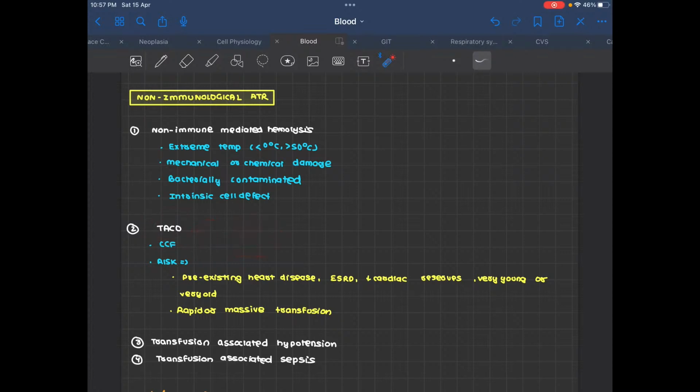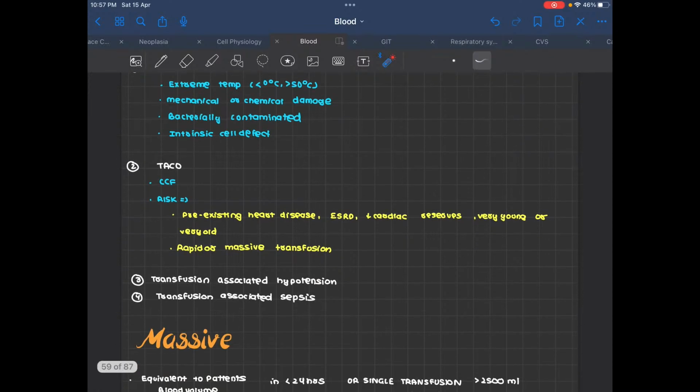Why is it happening, in which patients? Obviously in patients with pre-existing heart disease, or in patients with end-stage renal disease, whenever the patient has decreased cardiac reserves, or you're performing any rapid or massive transfusion, in that case this TACO can occur. That's transfusion associated cardiac overload. Then we can have transfusion associated hypertension, we can have transfusion associated sepsis. So these are the different transfusion reactions.